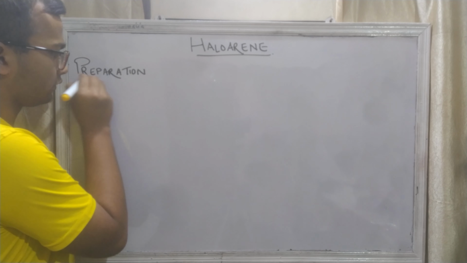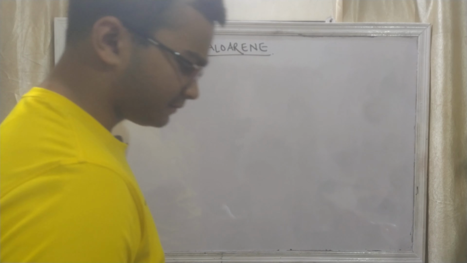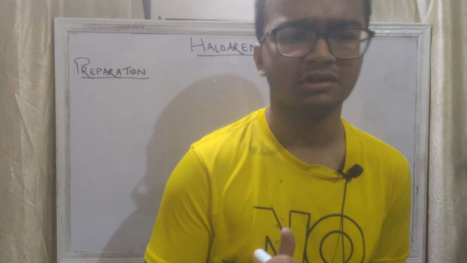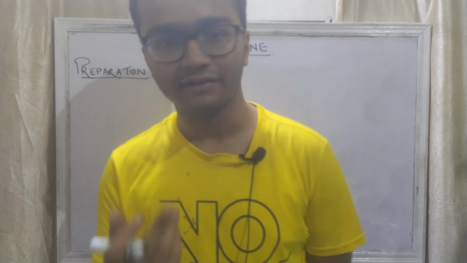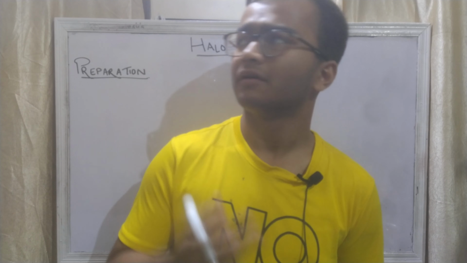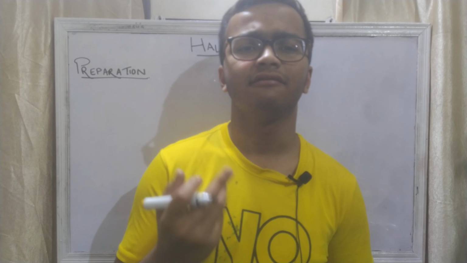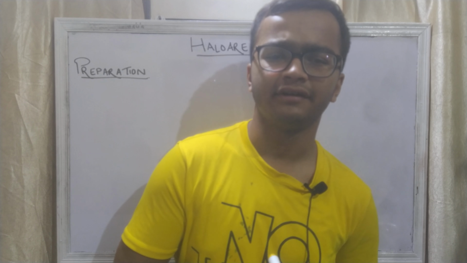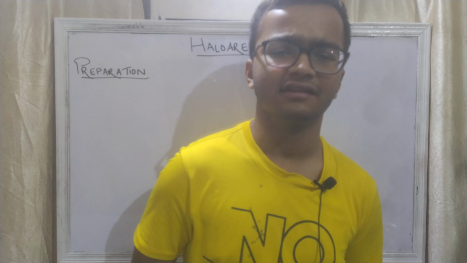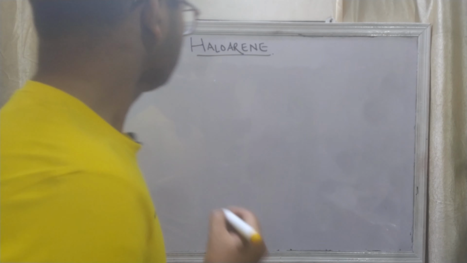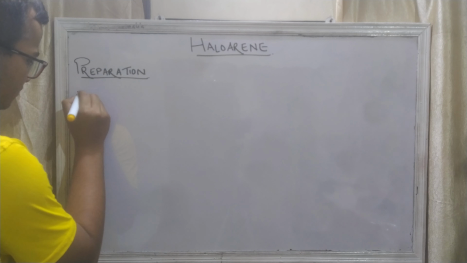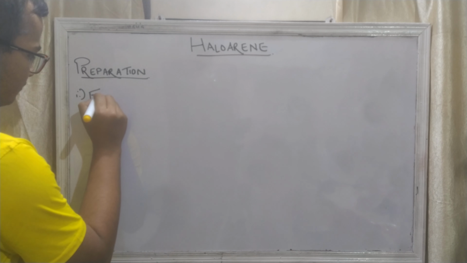Okay. The first preparation is the preparation which you are quite familiar with in the class 11 section. You have learned it. It is from the direct hydrocarbon, you can obtain by using a Lewis acid like FeCl3. So in this reaction, let us give the heading from hydrocarbon.